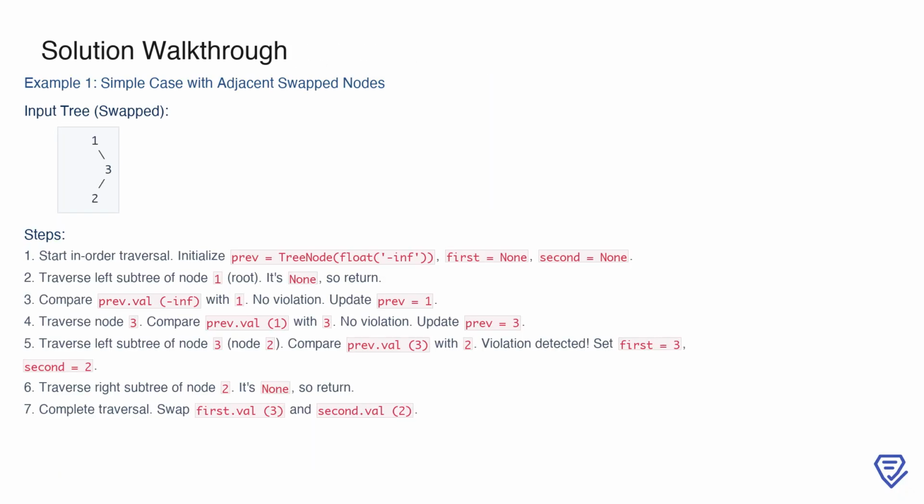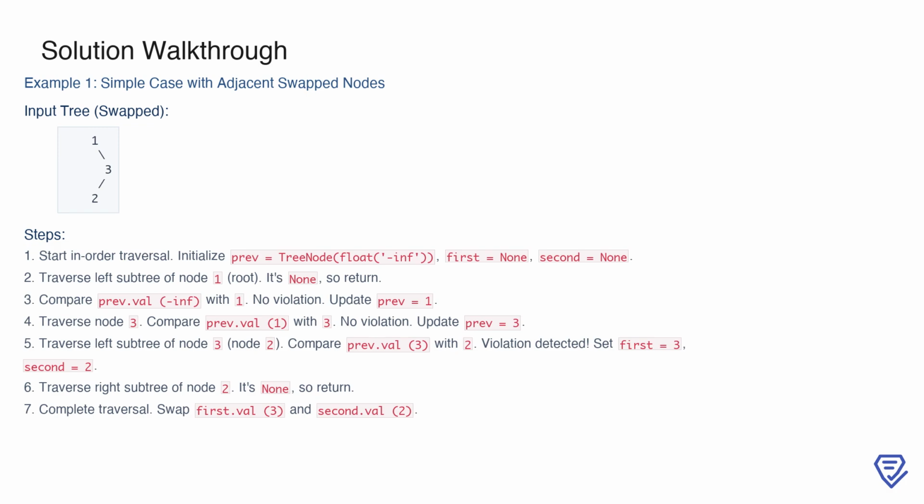In this first example, the input tree has two adjacent nodes swapped, nodes with values 2 and 3. Starting the in-order traversal, we initialize 3 pointers, previous set to -infinity to represent the smallest possible value, and first and second set to none to keep track of the two nodes that need to be swapped. We begin with the root node, 1. Since the left subtree of 1 is none, we return and compare prevval with the current node's value, which is 1. There's no violation here, so we update previous to 1 and proceed to the right child, node 3. Comparing prevval, which is now 1, with 3, we see no issues and update previous to 3.